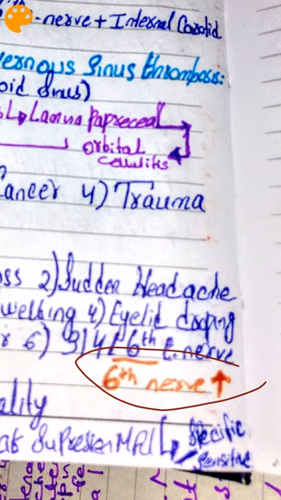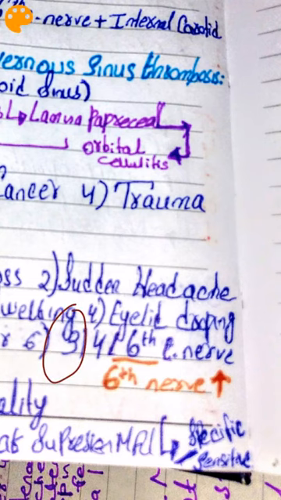So the patient is unable to look medially as well as laterally and inferiorly, as the third cranial nerve is involved in medial movement of the eyeball, the sixth cranial nerve in lateral movement, and the fourth cranial nerve supplies the superior oblique. So the patient is unable to move the eyeball inferiorly.